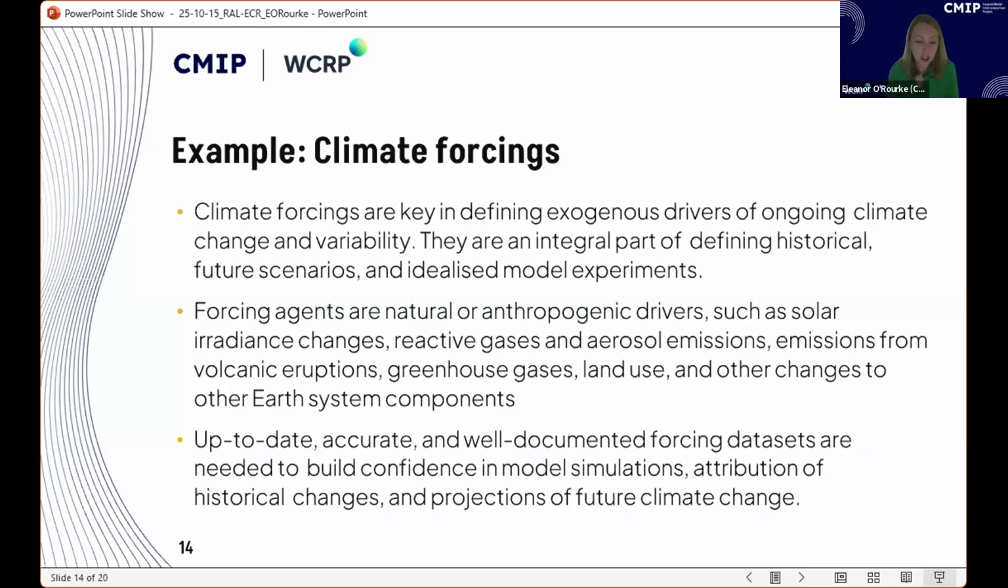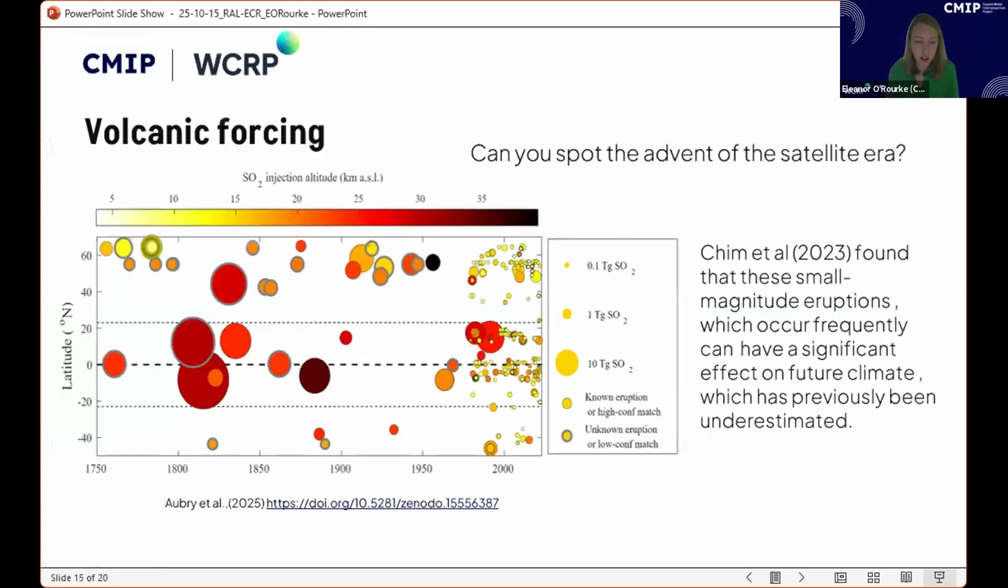And observations are a very important part of developing climate forcing data sets. So I just thought I'd show you an example. The volcanic forcing data set for CMIP 7 has been completely updated because there's been some interesting new research. And if you just look at this picture, you can probably squint and see where the advent of the satellite era is.